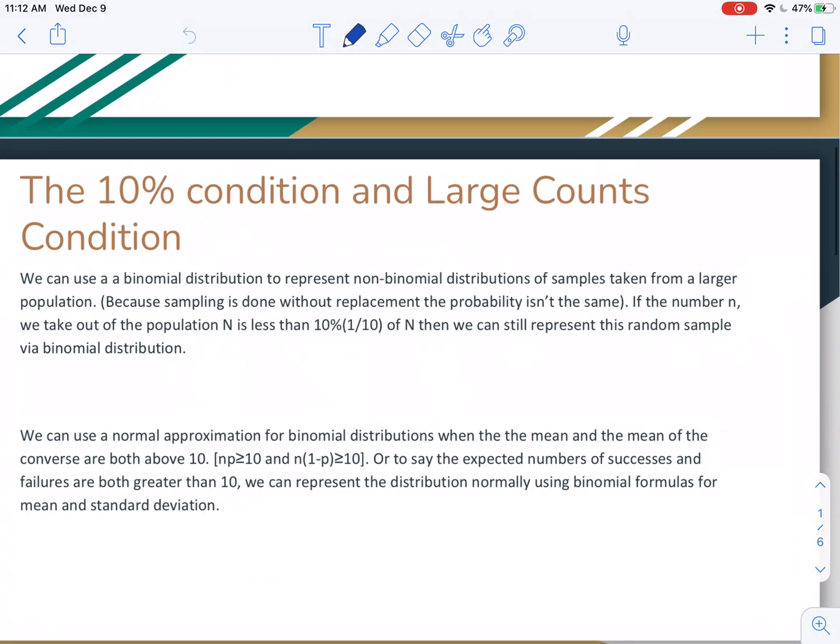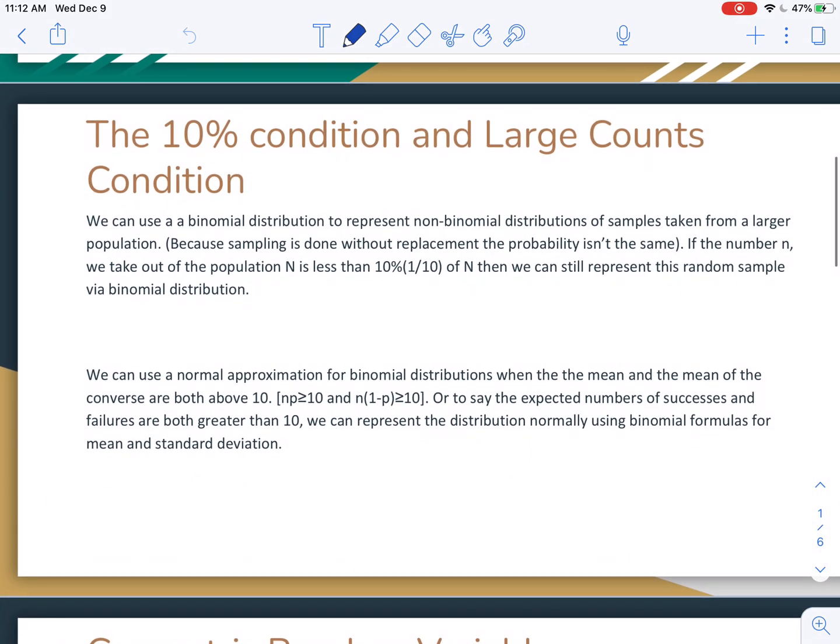All right, so the last part of binomial random variables is the 10% condition and the large counts condition. And again, just like with 6.3 Part 1, please read your book. Your book is going into a lot more detail on why these formulas work, why we can look at these rules. I'm going to give you a verbal description, but the actual numbers are much better defined with really good examples from the book.